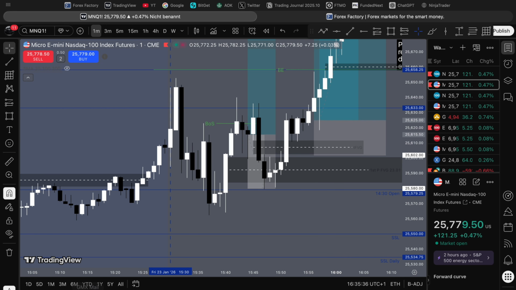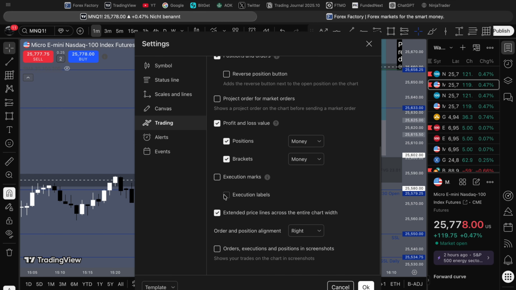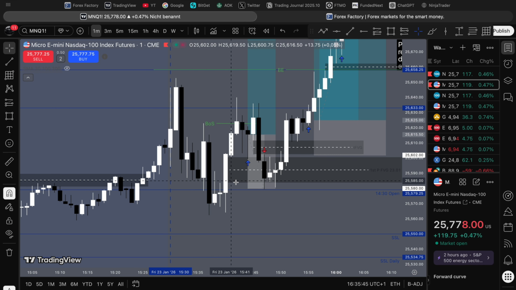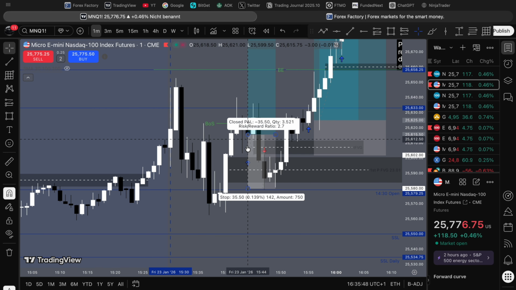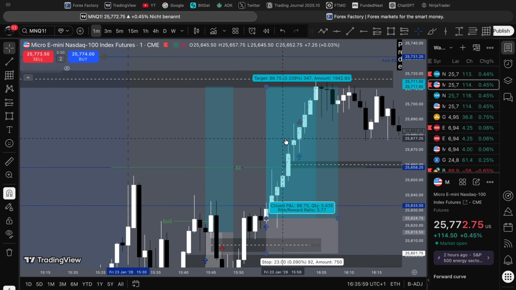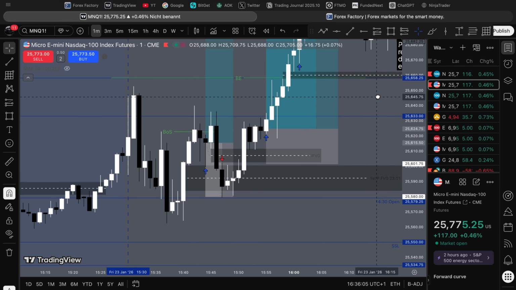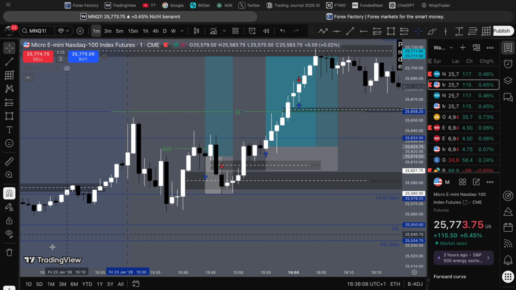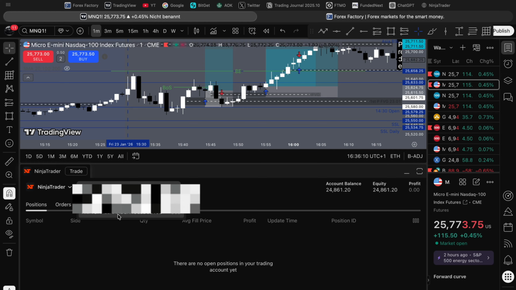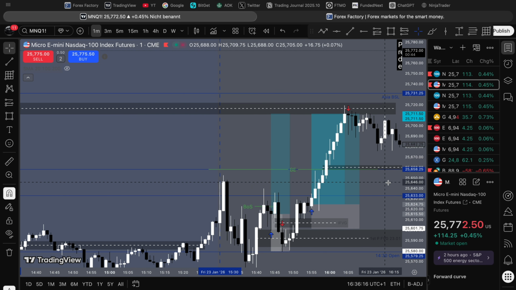I can show you the execution. So my first entry was here from this reaction of the fair value gap, and I got stopped out here. And my second entry was here with this candle, and I made a mistake with this account. I got stopped out here because I misclicked. But on the other account, I bought another entry, and there I hit the target.